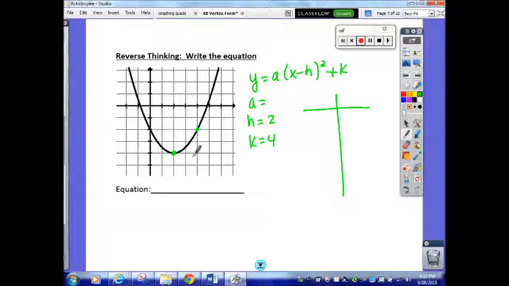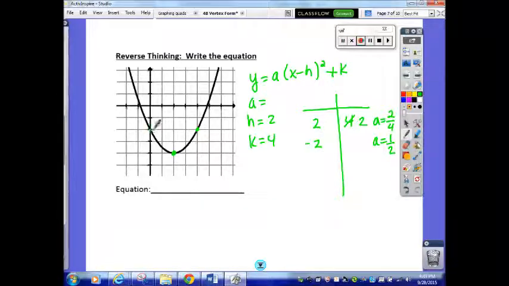In the parent graph, right 2 would typically go up 4. But what happened to our graph? We went right 2, but only went up 2, not 4. So that 4 became a 2. So A is that ratio of 2 over 4, or 1/2. So there's your A. And you can test the other side too.